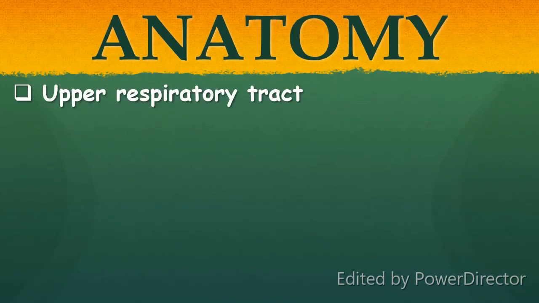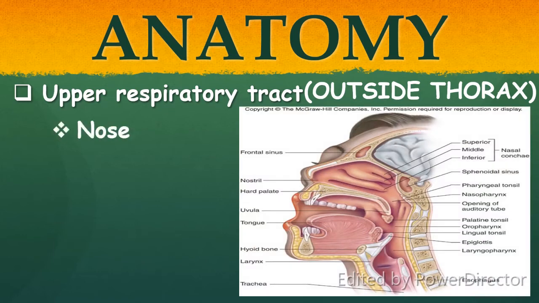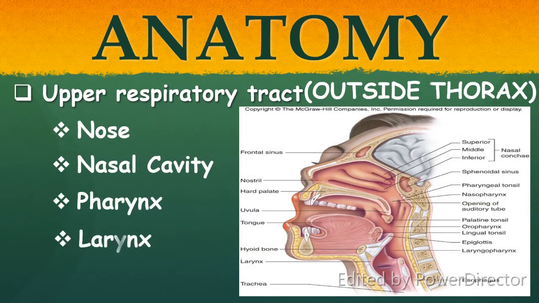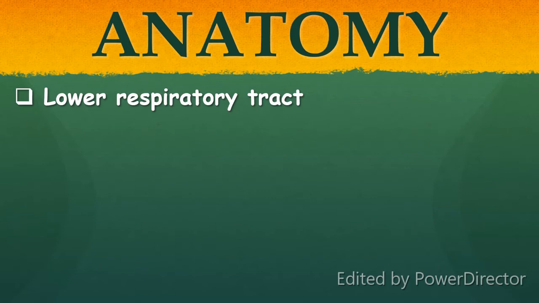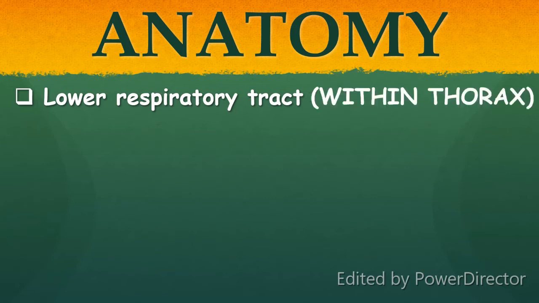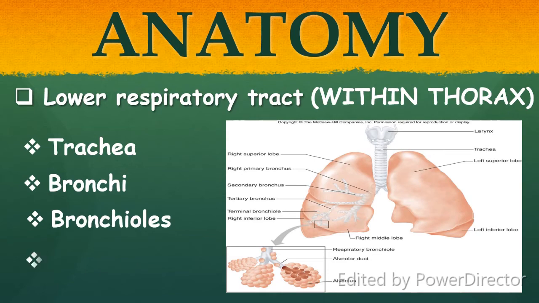Our upper respiratory tract, also called outside the thorax, is composed of the nose, nasal cavity, pharynx, and larynx. While our lower respiratory tract, also called within the thorax, is composed of the trachea, bronchi, bronchioles, and our lungs.